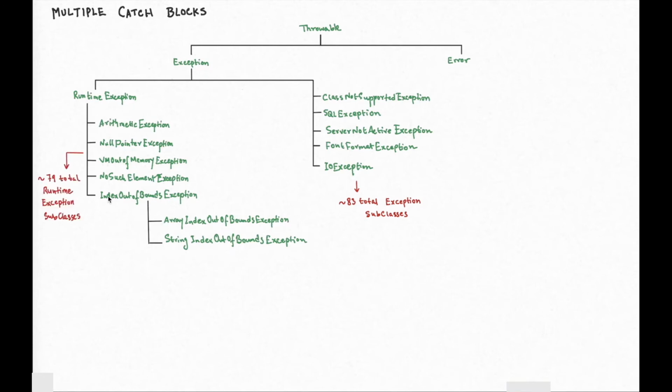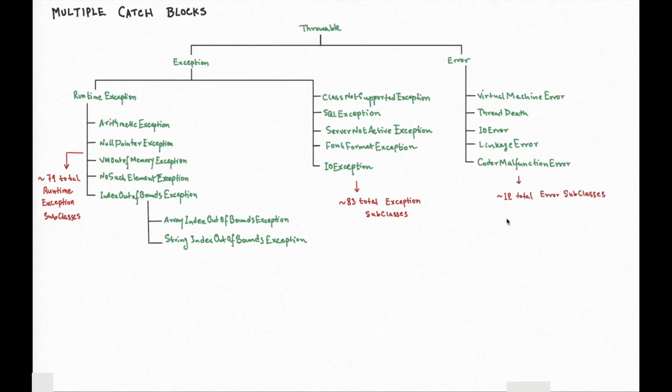We also saw this exception. Again, we can have many runtime exceptions. In fact, we have around 79 total runtime exception subclasses, and these are just a few examples. We also have a lot of different types of errors. We can have virtual machine error, thread death, linkage error, and many other types of errors. There are around 12 total error subclasses, and all of these correspond to Java 11 because that's what we are using for most of these videos.